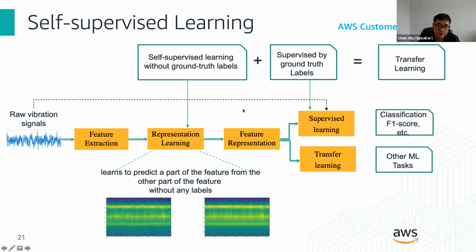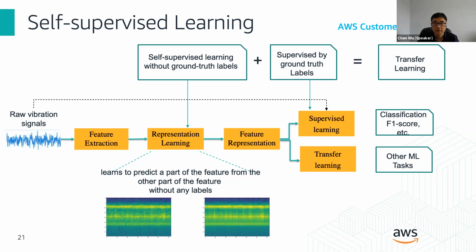So that's what we did. We actually applied the SSL. We're taking the original signal, extracting the signal in a feature space, and then starting representation learning. Essentially, we learn to predict part of the feature from the other part of the feature without any labels. We just chop some of the features and let it predict them.